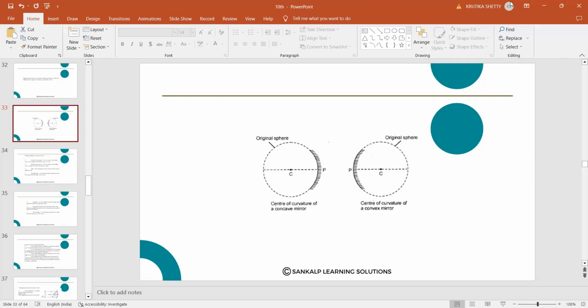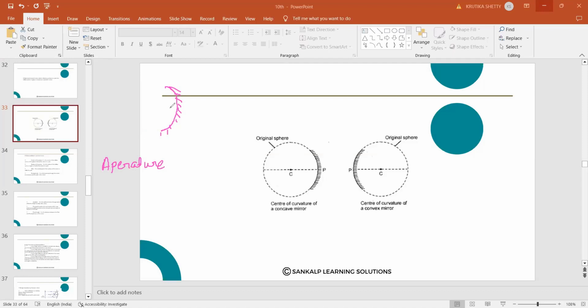So I'll take the example of a concave mirror and explain all the 7 terms. The same way we can explain it for the convex mirror also. So this is my concave mirror. In this concave mirror, this back side is the shaded one. Now, 7 terms are there. In that, first I'll explain the aperture.